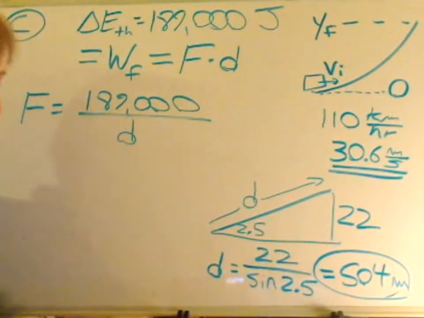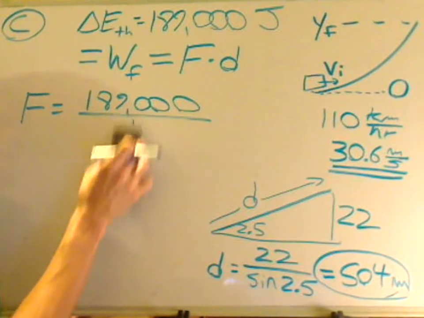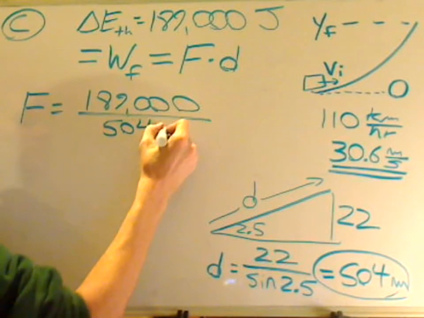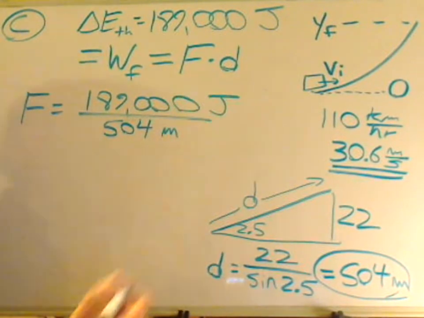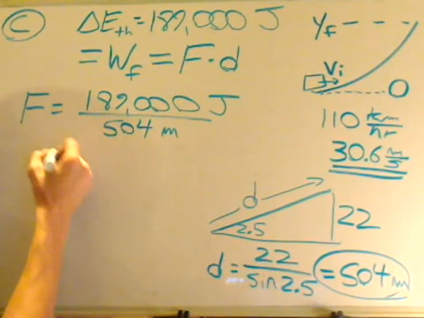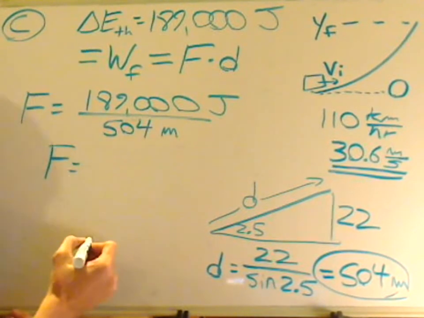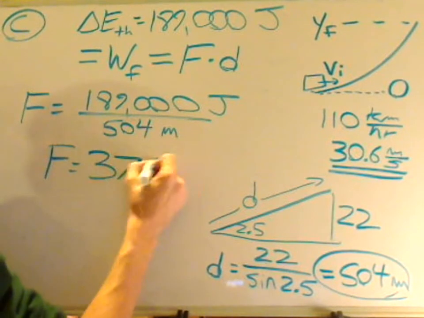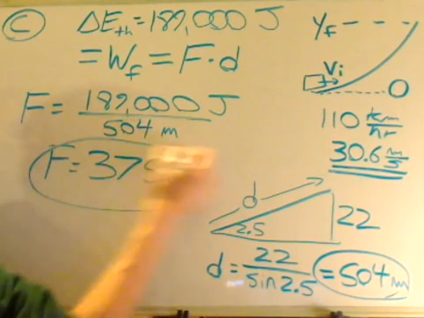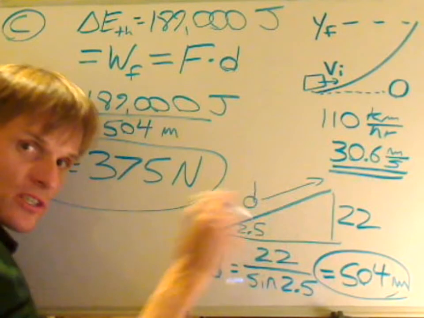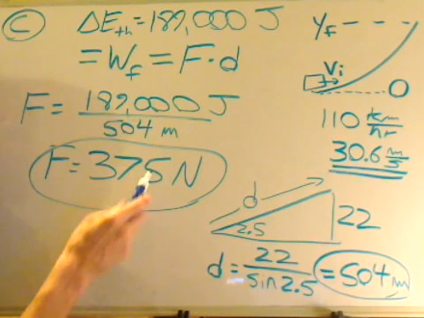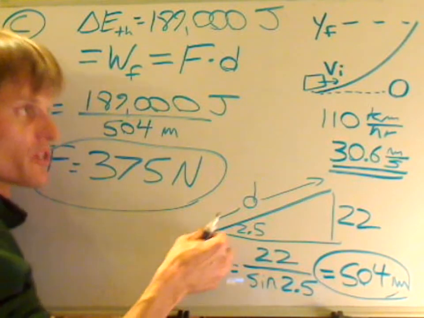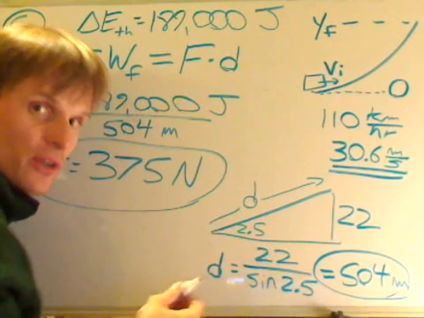So that 504 meters goes in here for d, and this was joules, or newton meters. So you do that calculation, and you find a force that is 375 newtons. So that's the force of friction on the car as it's traveling up the road. That friction does work on the car and reduces the height along this road that the car can actually go.